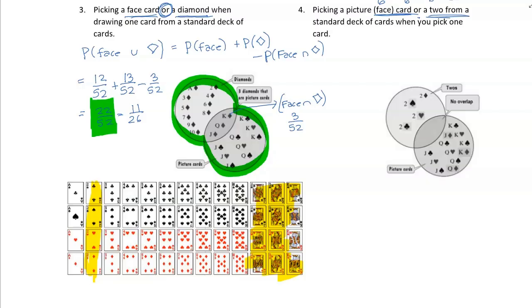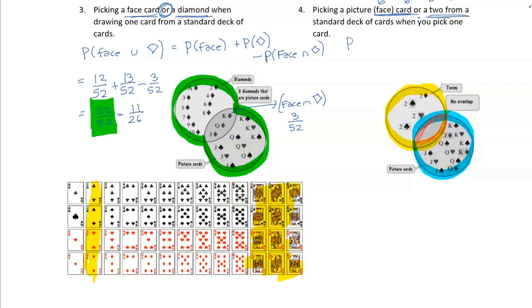We have all the 2s listed in this top circle. Then we have all the face cards listed in this bottom circle. And as you can see, this middle part, this intersection, is completely empty because there aren't any 2s that are a face card, and all the face cards are Jack, Queen, and Kings. They're not 2s. So for this one, we can use our mutually exclusive event formula.